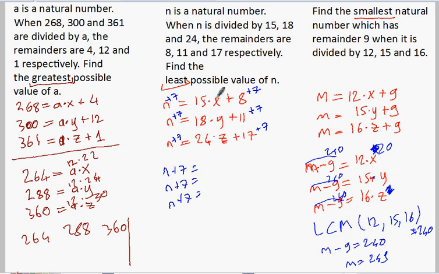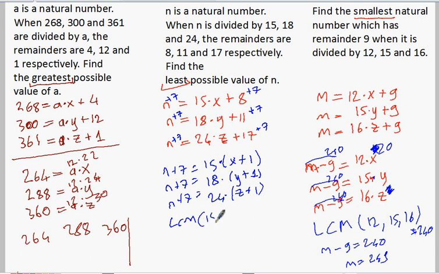So what kind of thing will I have on the right side? 15x plus 15, which can be made 15 times (x plus 1), 15x plus 15. The same thing for 18: 18 times (y plus 1), 18y plus 18. And the same thing, 24 times (z plus 1). So this should be a multiple of 15, a multiple of 18, a multiple of 24, also the same multiple.